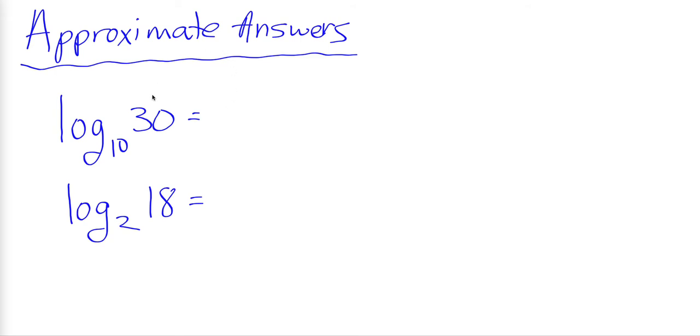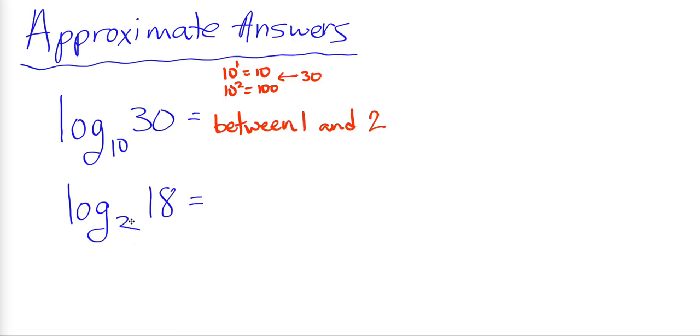No. So 10 to the first power is 10. 10 to the second power would be 100. And 30 fits directly in between these two. So then your answer is between 1 and 2. Say it again. The 30? Oh, we're looking for just a rough answer. So if you know 10 to the first is 10, then you know the answer is going to be a little bit bigger than 1.